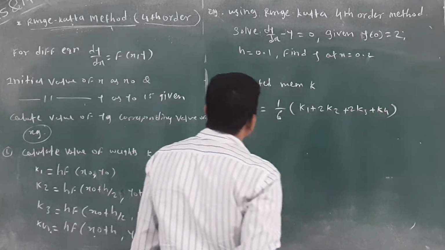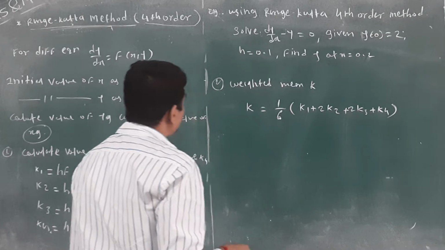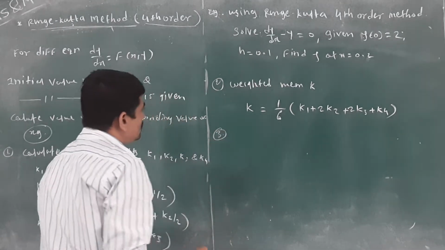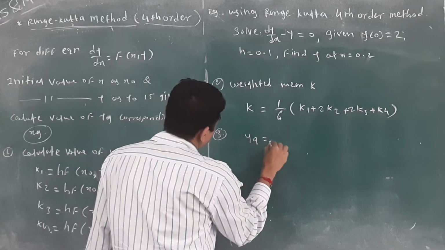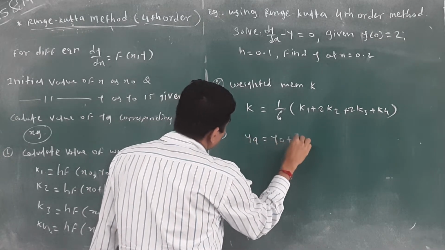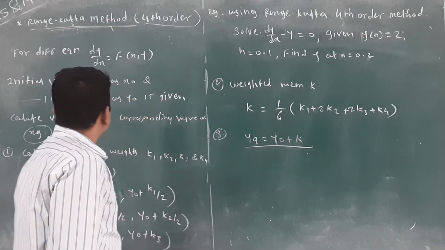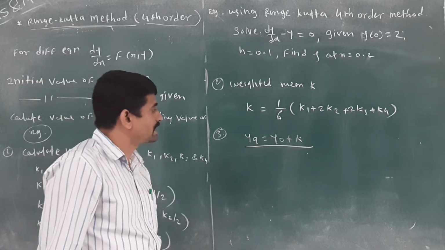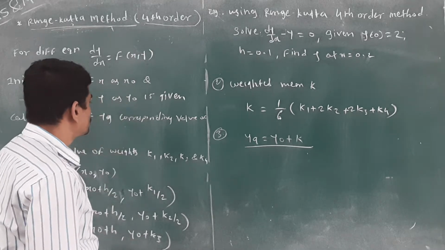Use this formula and find out the value of k. Once you have calculated the k, then the next step is to calculate the value of yg. You know the value of yg we calculated in the second order Runge-Kutta method. Yg is equal to y0 plus k. That's it.